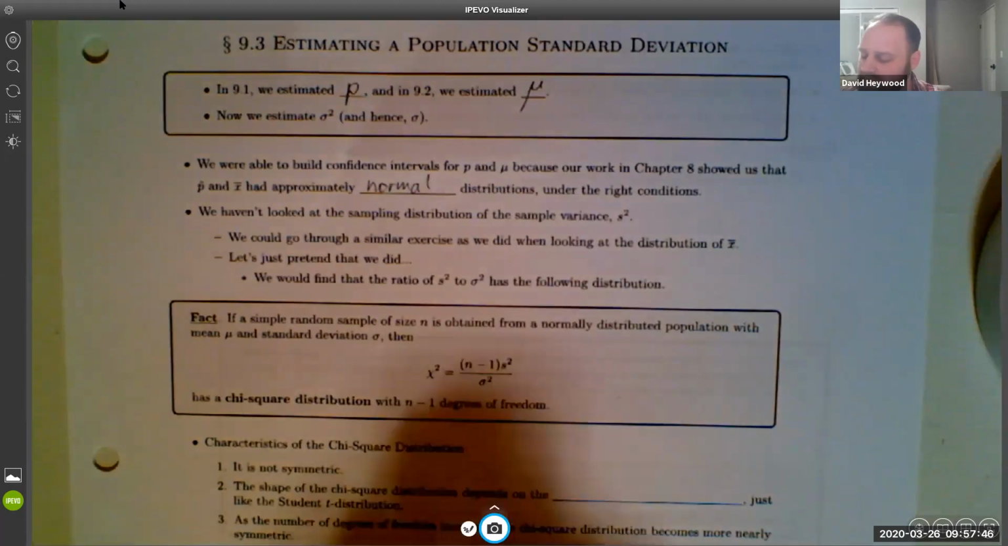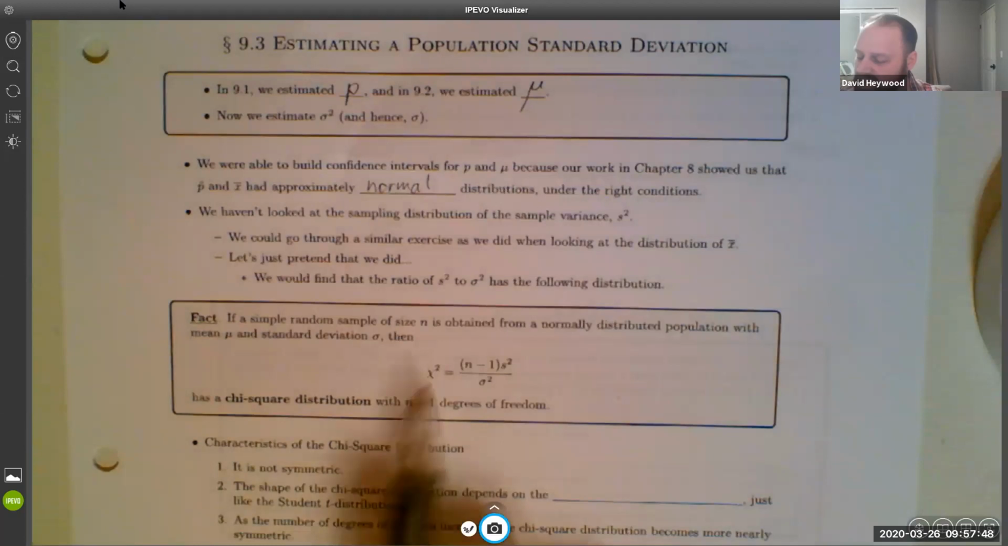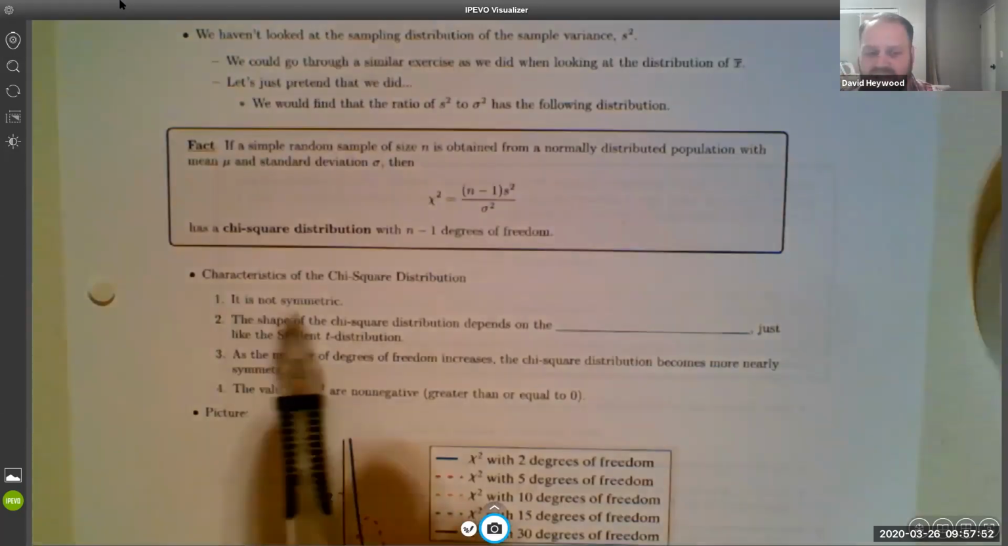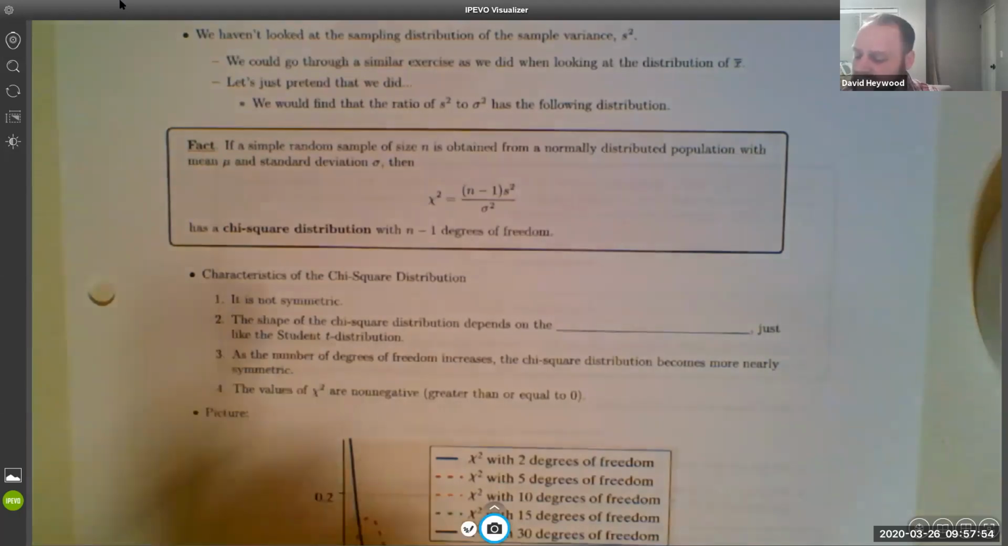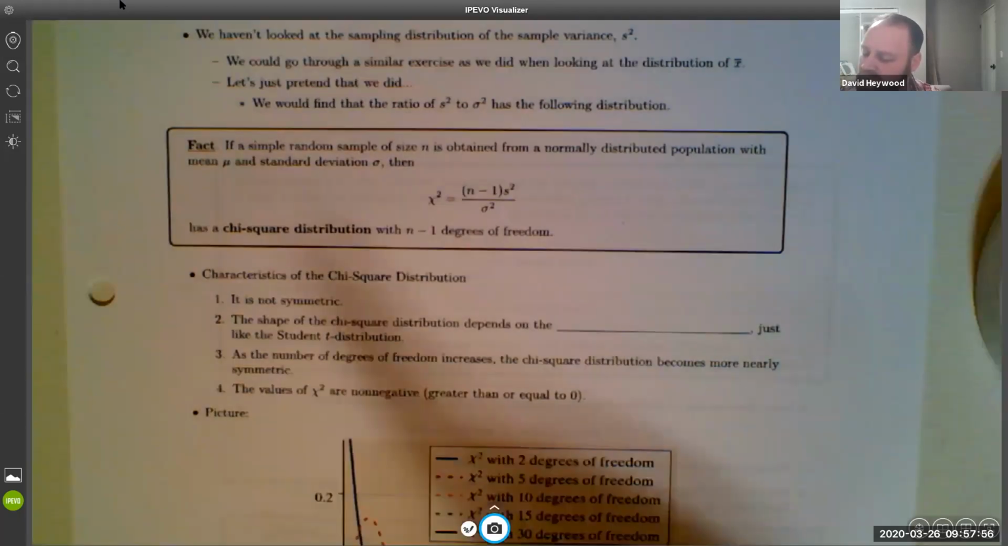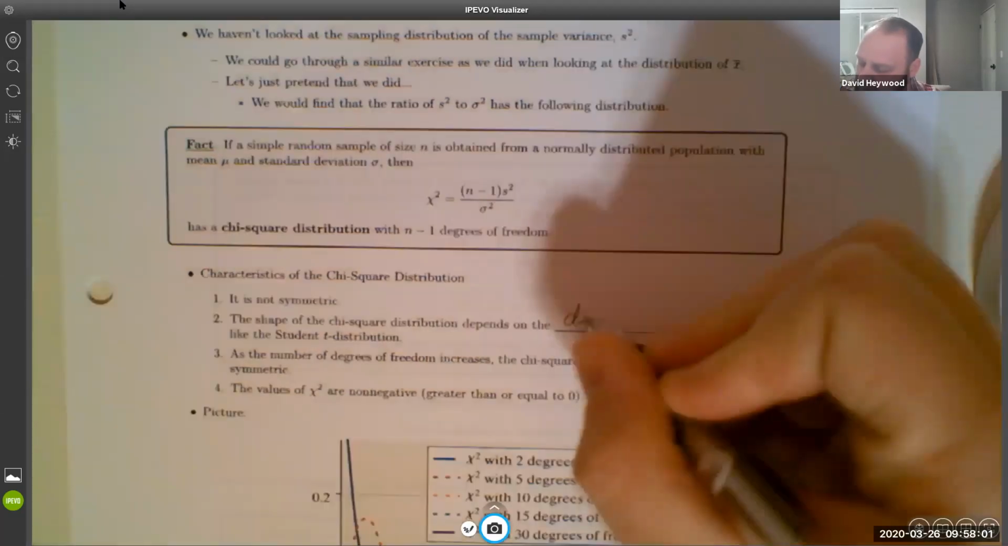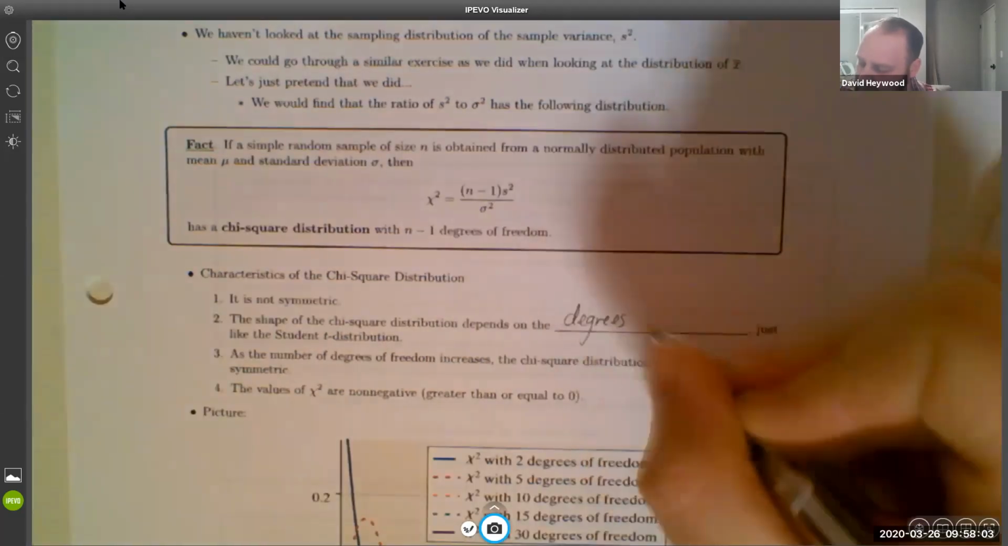Now this distribution, the chi-square distribution, is an interesting one. Unlike the t distribution and the normal distribution, this is not a symmetric distribution. And the shape of it changes pretty drastically depending on the degrees of freedom, right? Depending on how many degrees of freedom you have.